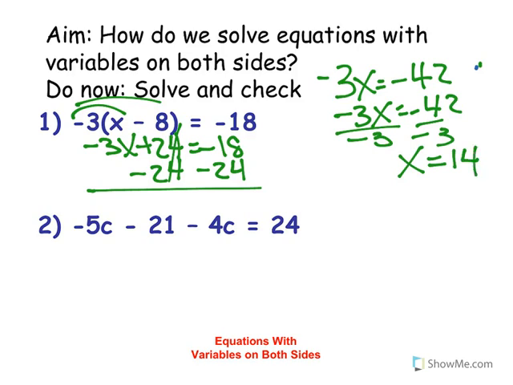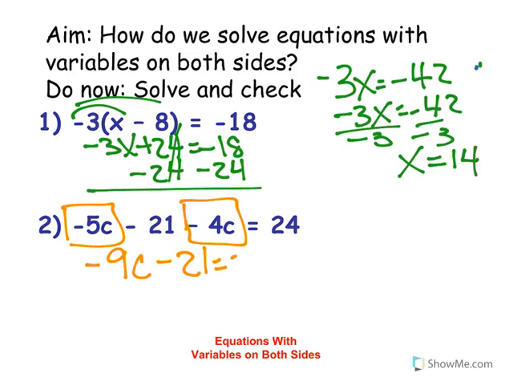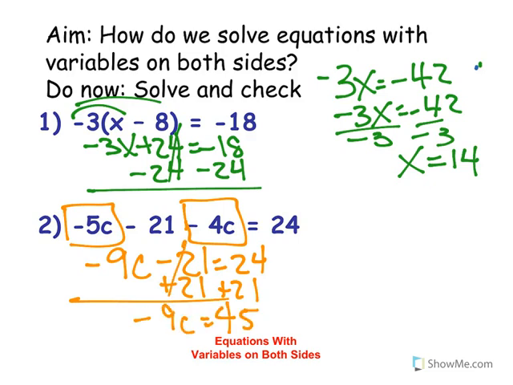For the second one, I'm going to combine my like terms since they're on the same side, and that's going to tie into what we do today. That gives me negative 9c minus 21 is equal to 24. I'm going to add positive 21 on both sides, which gives me negative 9c is equal to 45. I'll bring my work up over here. I'll be dividing by negative 9, and I've got c is equal to negative 5.